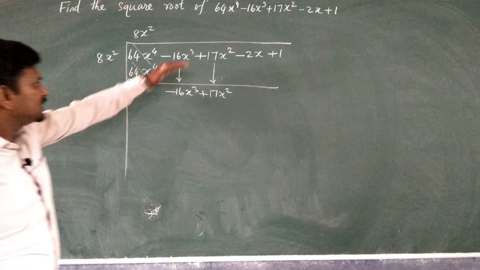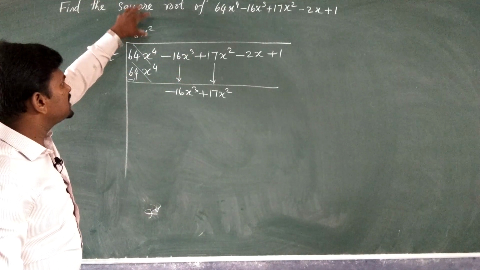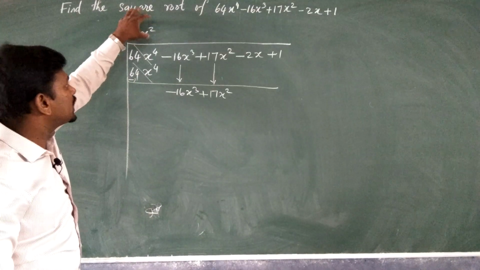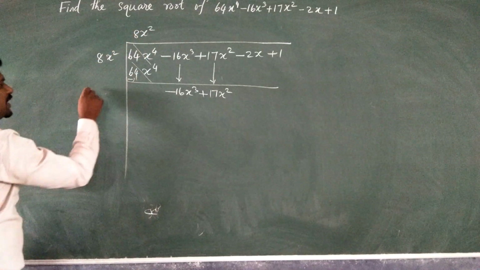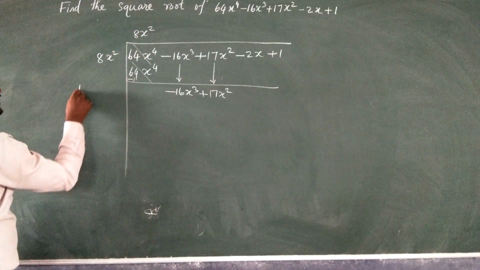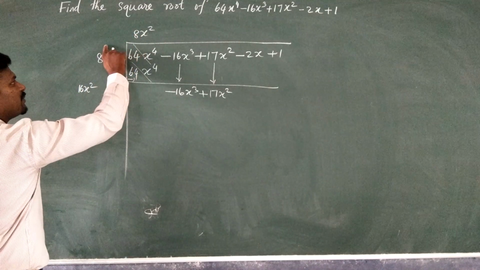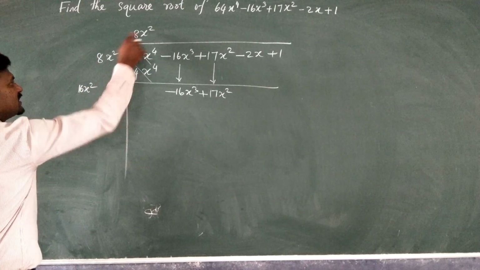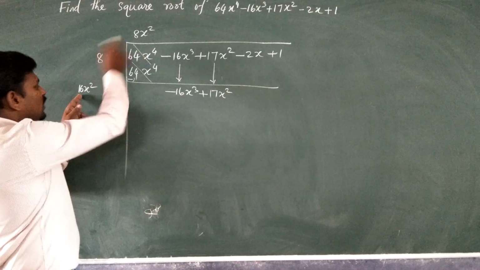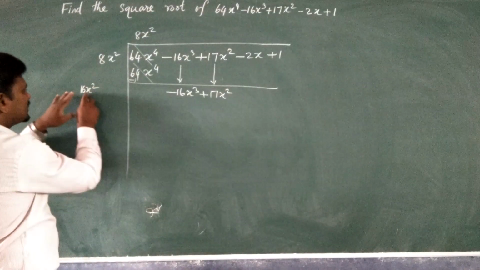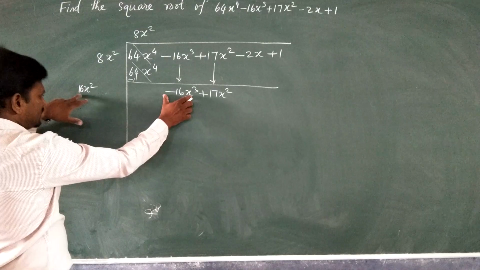Then after bringing this down, next what you have to do, whatever is in the quotient you have to multiply by 2 and write it here. 8x square multiplied by 2 is 16x square. Understand? Okay. Then the first term must be divided by this.